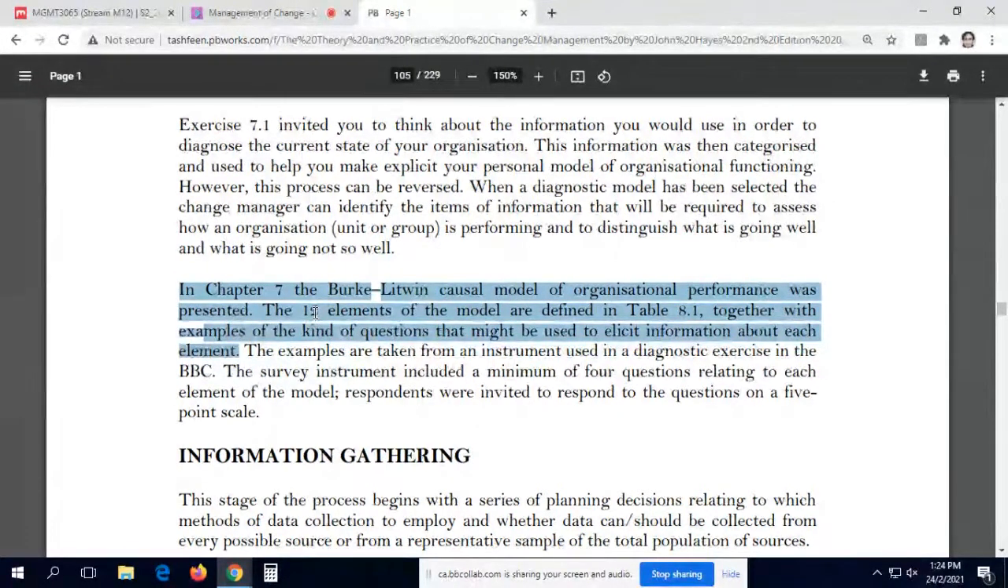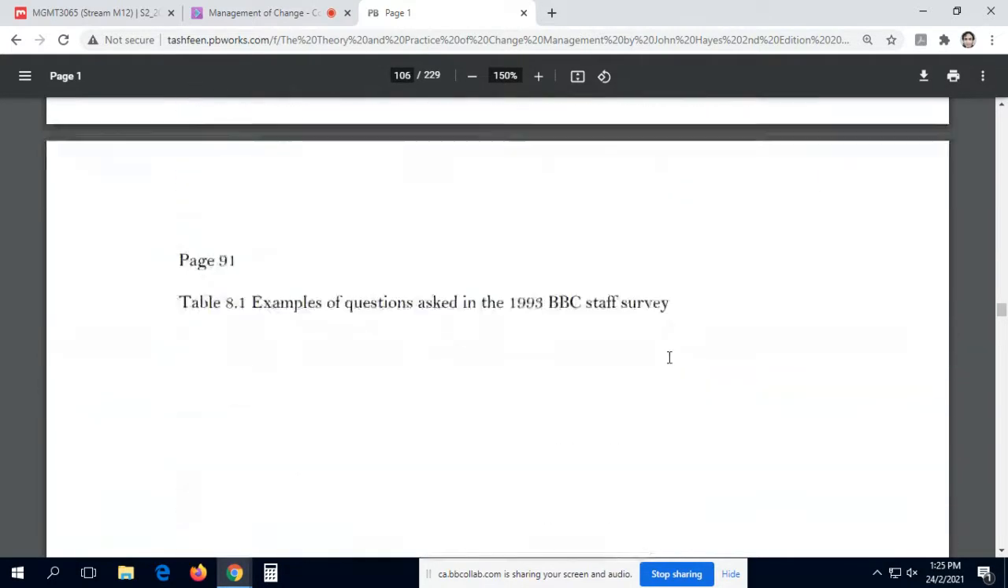which had 12 elements. So Burke and Litwin, the 12 elements of the model are defined in table 8.1 together with examples of the kind of questions that might be used to elicit information about each element. So in this chapter, they have table 8.1 and they are using the Burke and Litwin model, those 12 elements, and for every element, what type of questions can be asked to gather data. So this is some exercise which you, after reading the Burke and Litwin model, trying to reflect on it, you might want to go to table 8.1.